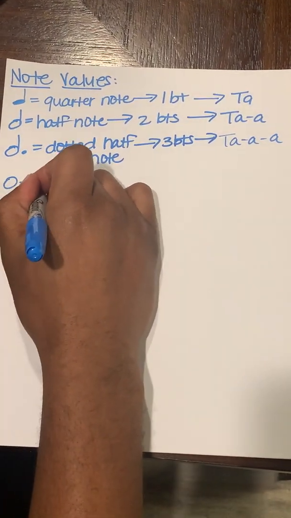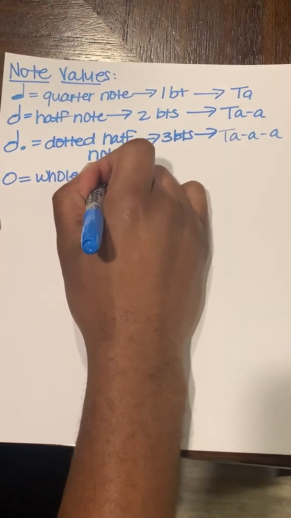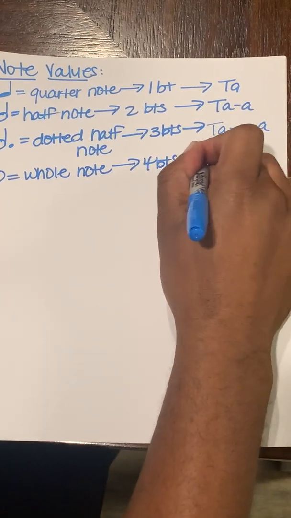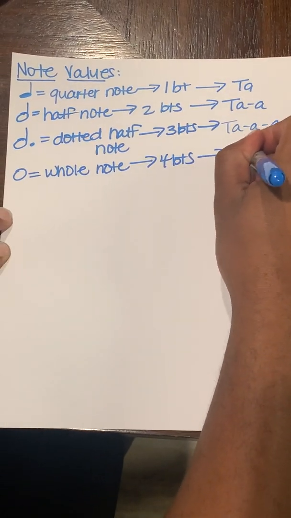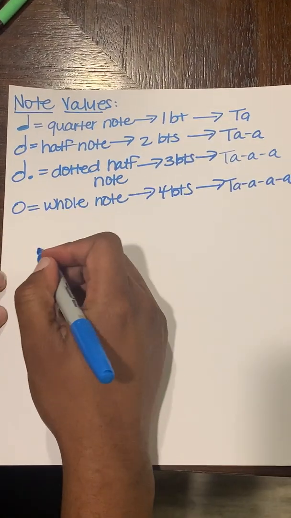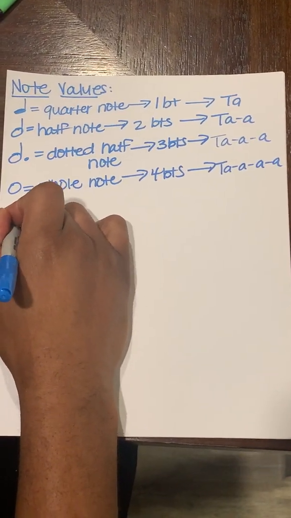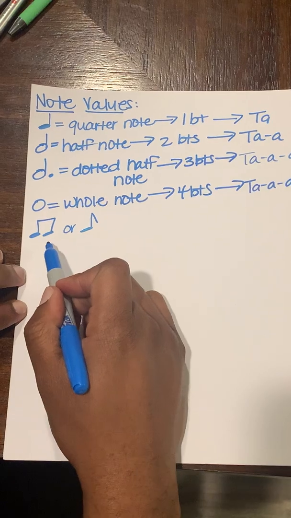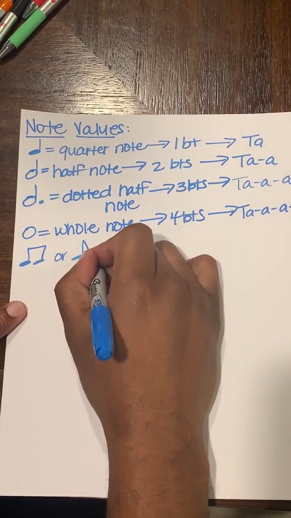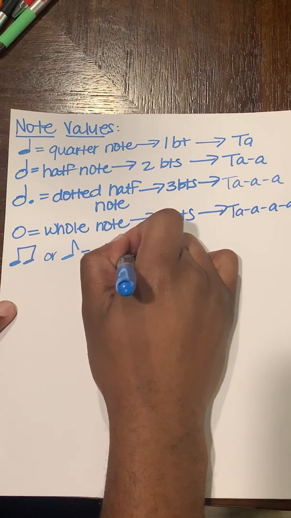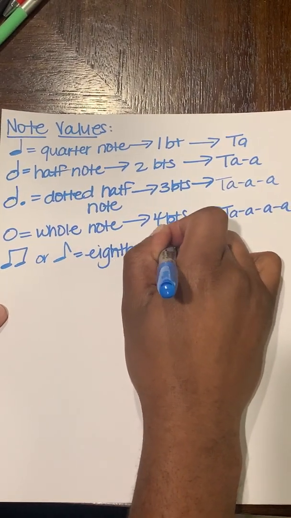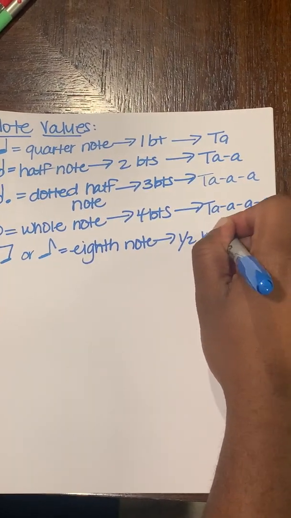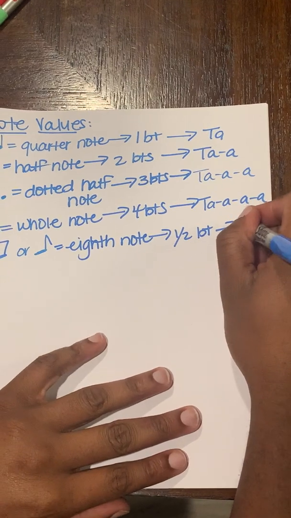The next one's the whole note. And it receives 4 beats. Count it aloud as ta. Okay, now the 8th note can be beamed or flagged. So this is the 8th note. The 8th note receives half a beat. And you count it aloud as TT.